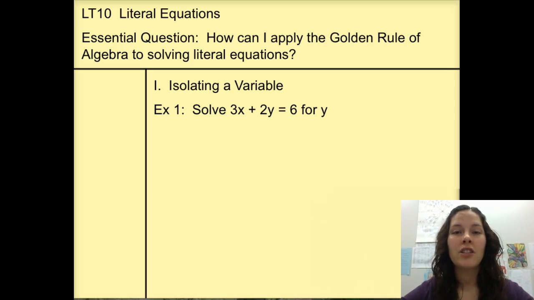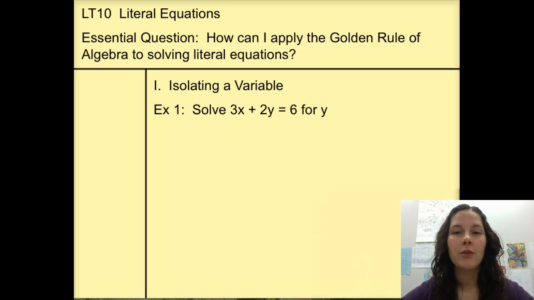Our essential question is what we've been working with this whole unit. How do we apply the golden rule of algebra, this time to solving literal equations? Our first example, some of you might recognize from last year when you worked with lines. 3x plus 2y equals 6 is an equation of a line in what's called standard form. When we solve it for y, we're going to be putting it into slope-intercept form.